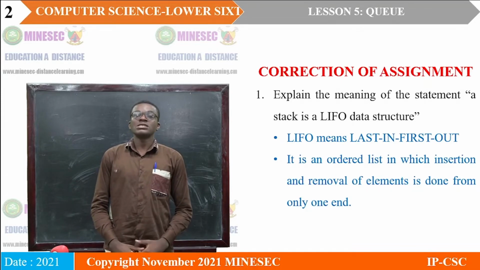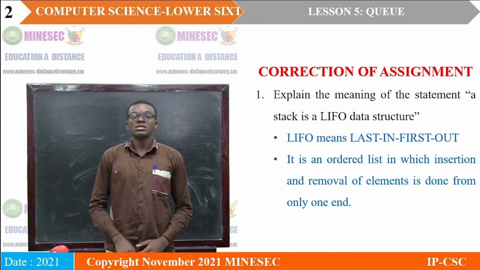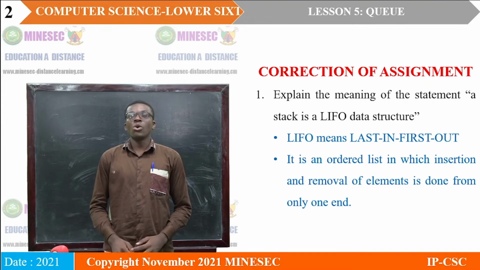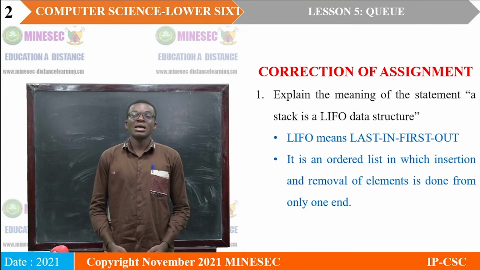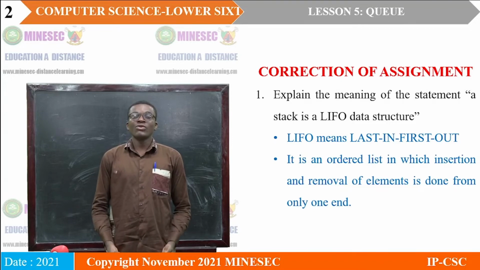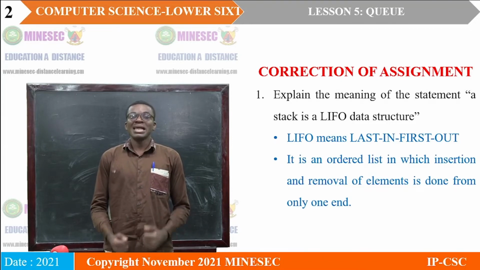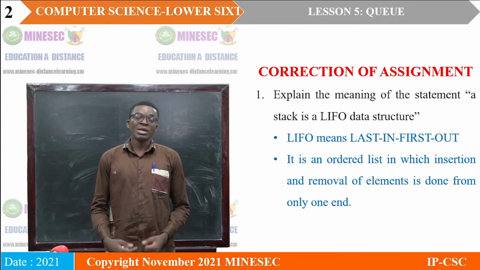LIFO means last in, first out. It is an ordered list in which insertion and removal of element is done from only one end. That means we have a container where just one end of the container is opened. So insertion and removal of items into and out of that container is done from only one end. So LIFO means last in, first out. The last item to be inserted is the first item to be removed.